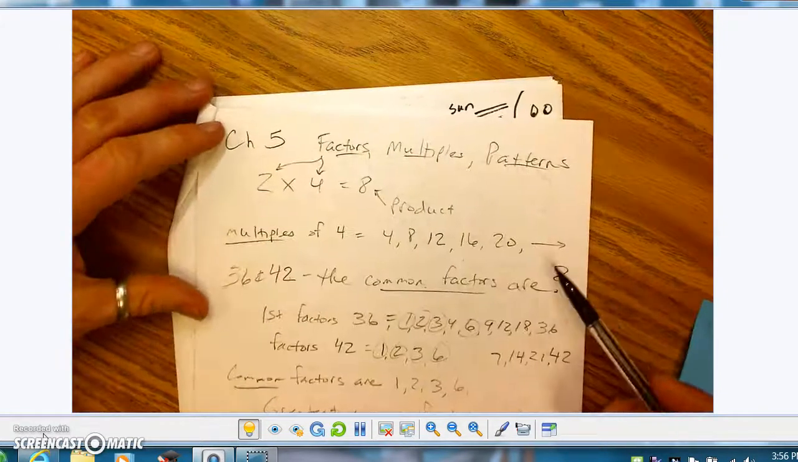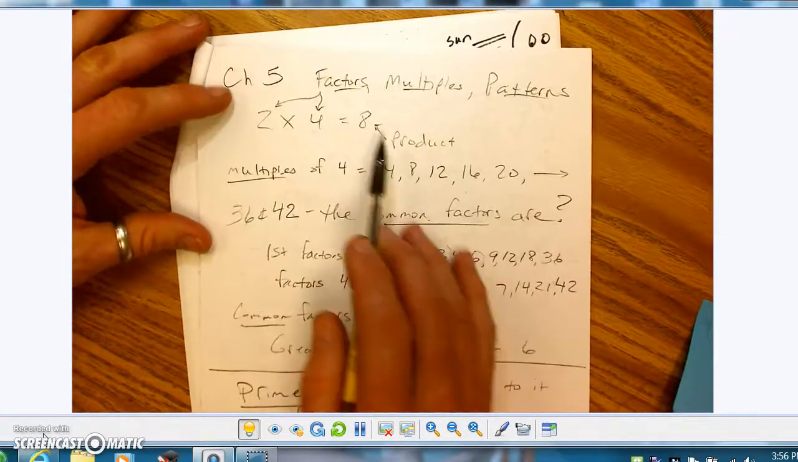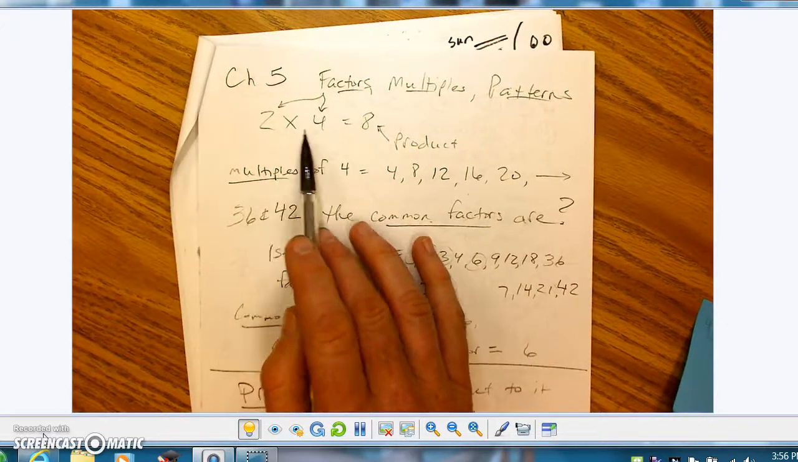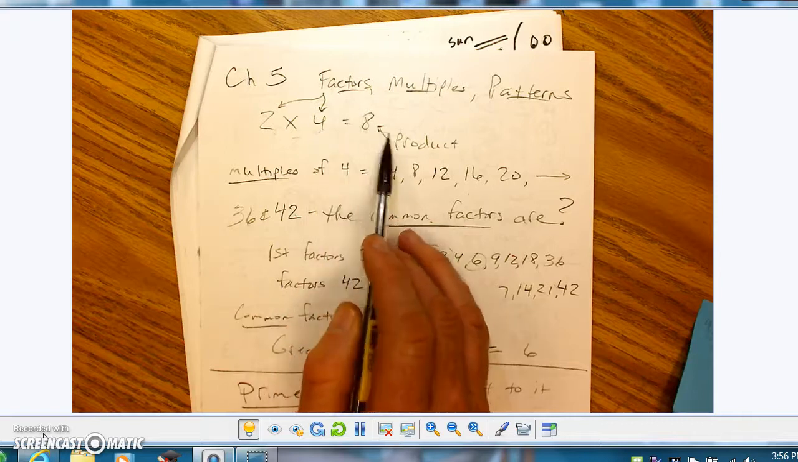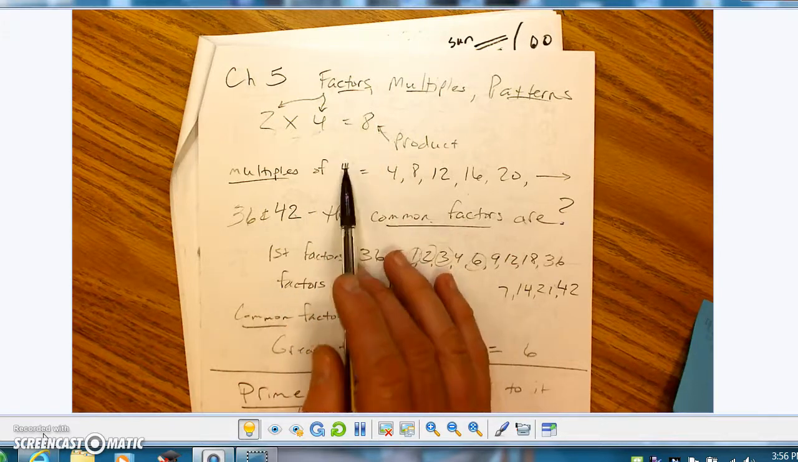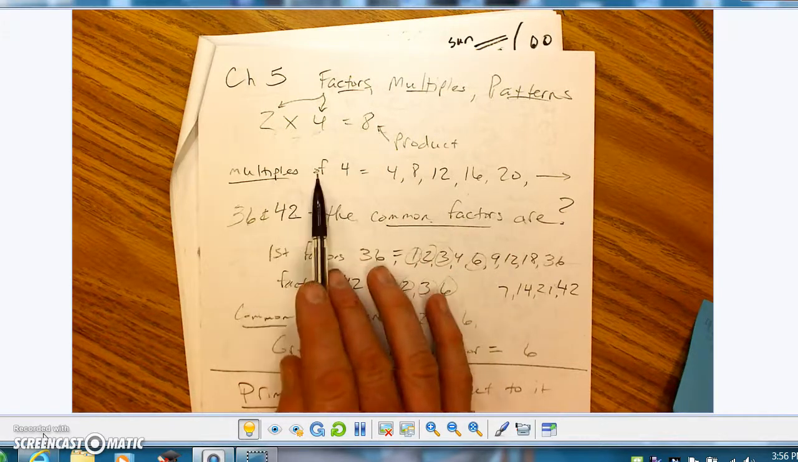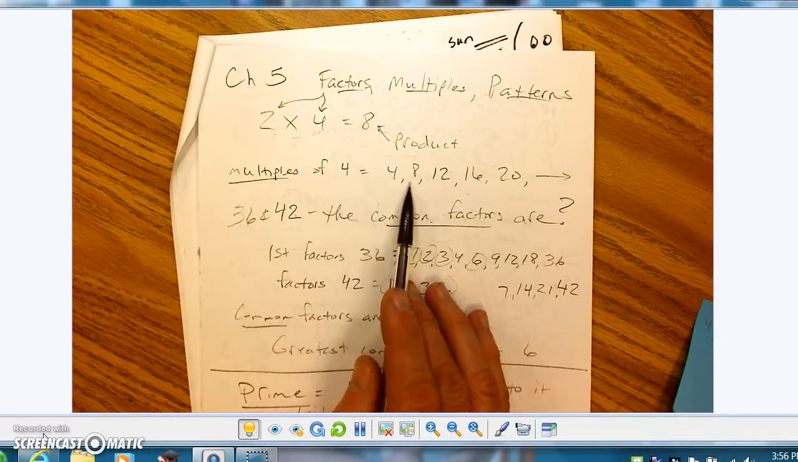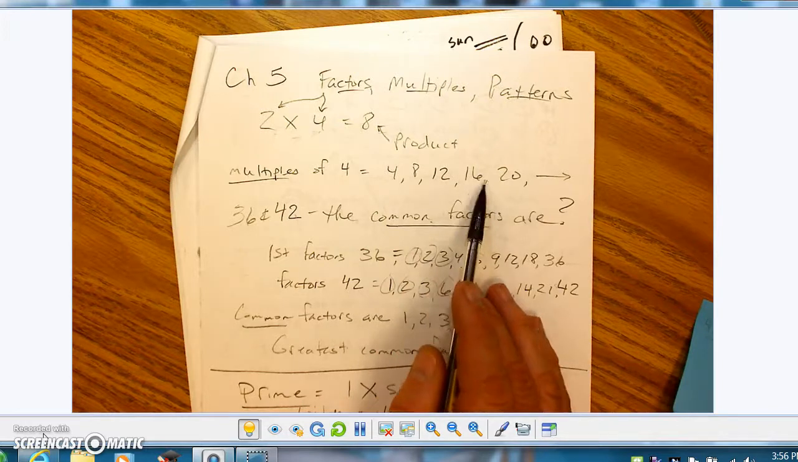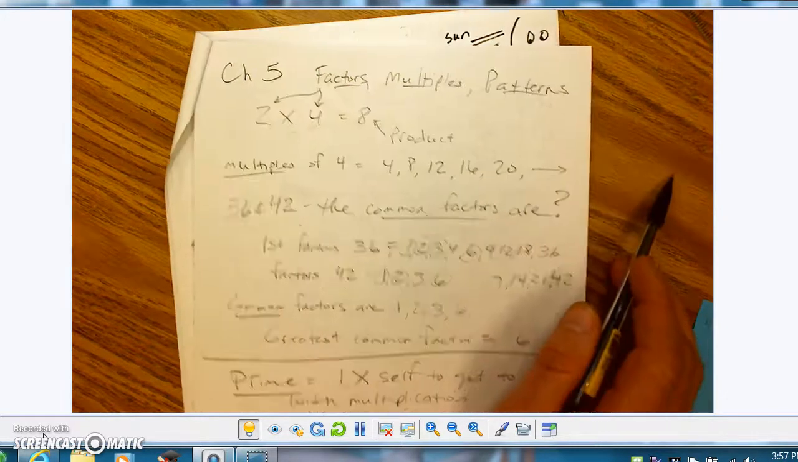All right, what's next? Factors and multiples and patterns. Your factors: 2 times 4 is 8. Factors 2 and 4, product equals 8. That's just a review. Multiples of 4: you take your 4 and then you just start counting by 4. So 4, 8, 12, 16, 20, forever and ever.